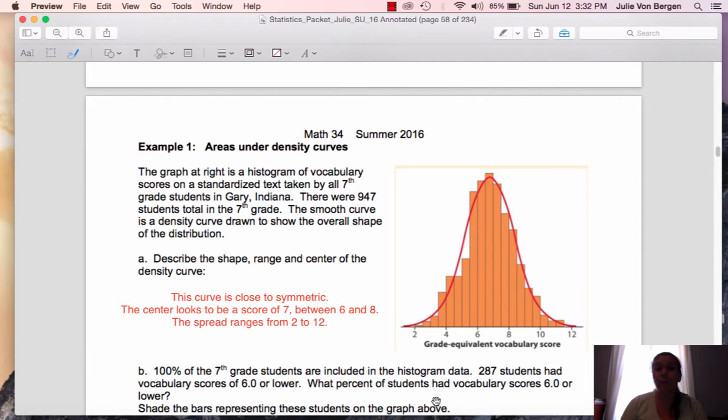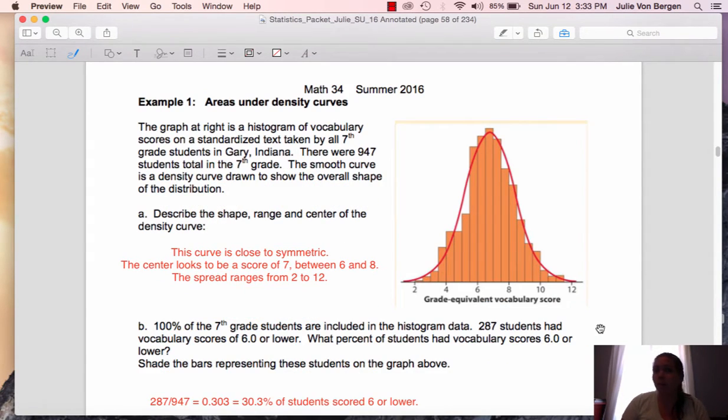This is Unit 2D, Example 1, looking at areas under density curves. This graph at right is a histogram of vocabulary scores on a standardized test taken by all 7th grade students in Gary, Indiana. So there were 947 students total in the 7th grade.